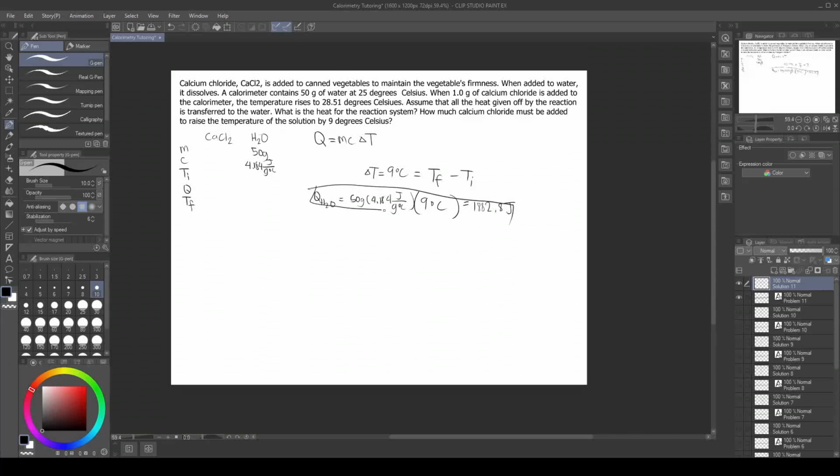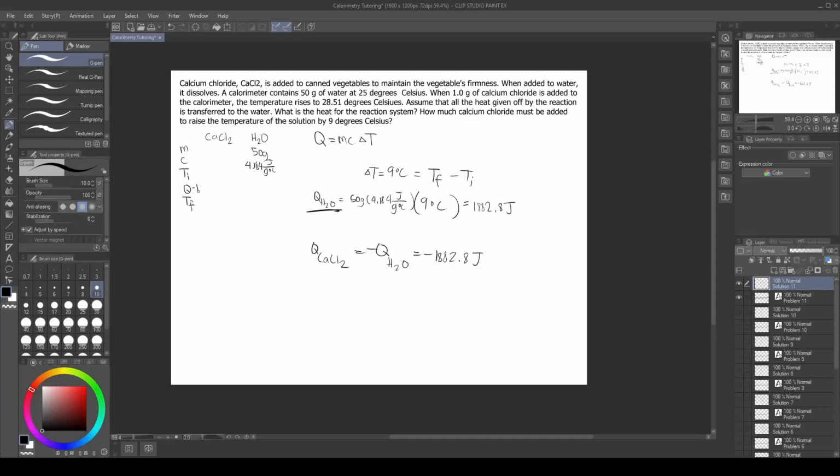Now that's pretty cool, but how is that going to help us find how much calcium chloride we need? Well, just be patient and see how I solve this. So if we know the heat of water, doesn't that mean we also know the heat of calcium chloride? Because remember, the heat of one thing is just the heat of another, but negative. The heat of calcium chloride is just negative the heat of water. And we have the heat of water here. So really, the heat of calcium chloride is just negative 1,882.8 joules. Okay, so we can write that down now in our new given.